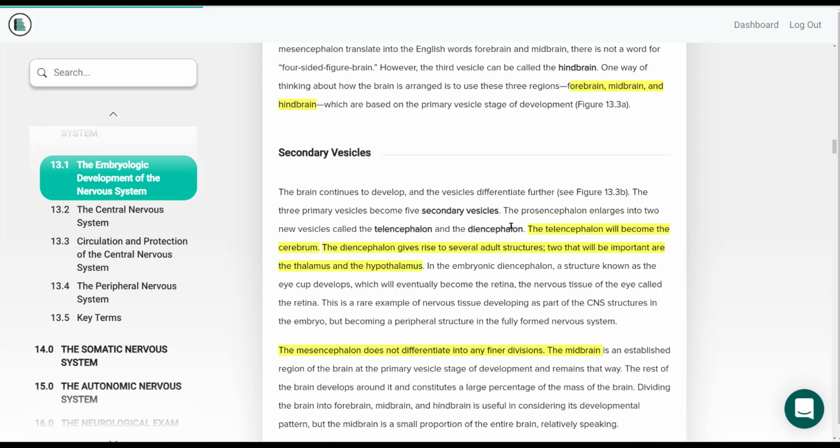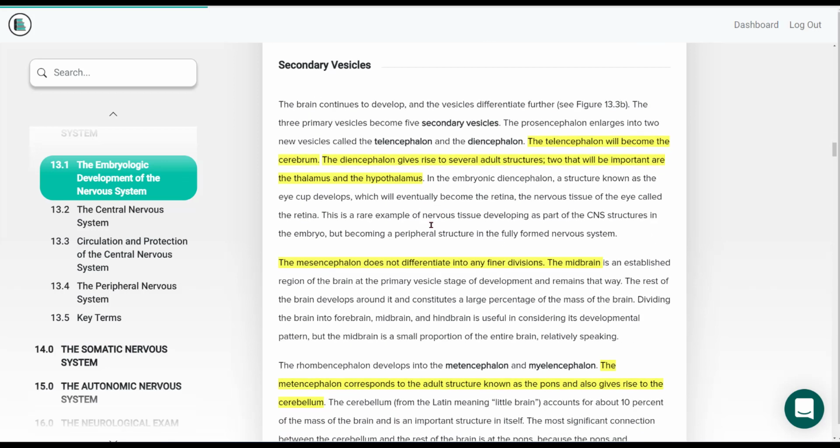And in the diencephalon is where you have a couple of important structures called the thalamus and the hypothalamus. And we'll learn about those and learn to label those as we go through this. The mesencephalon doesn't change names. It is still the midbrain. This is a relatively small part of the brain, sort of connects the front with the back.